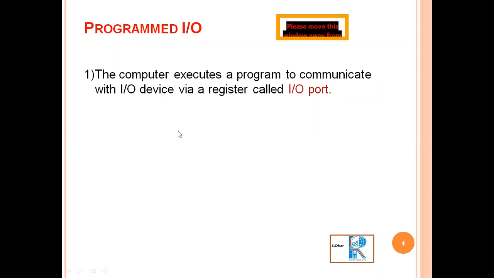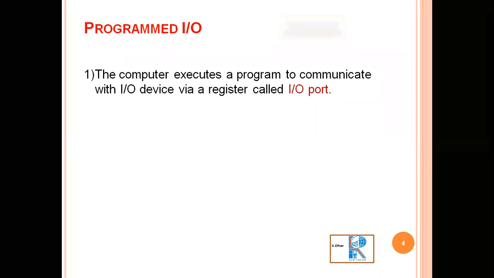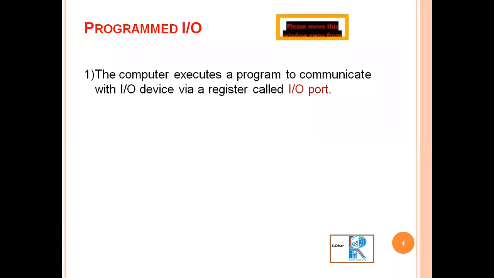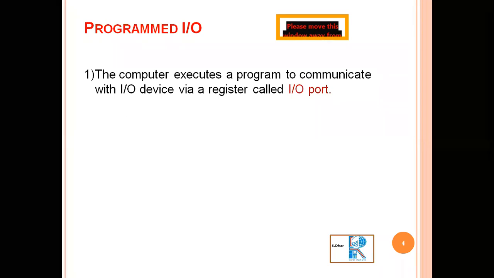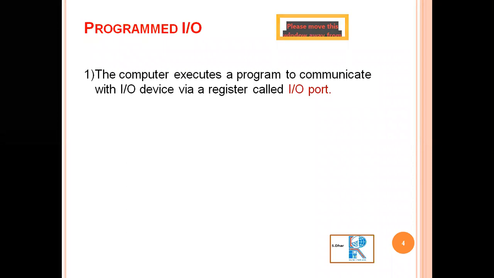That means, the first point written here, the computer executes a program to communicate with the IO device via a register. That register is a special type of register that is called the IO port. Clear? So what is an IO port? An IO port is nothing but a register. The register is reserved for a particular IO device. Clear? That means the computer executes a program, meaning here some set of instructions is required to write a set of data into the IO device and to read a set of data from the IO device.